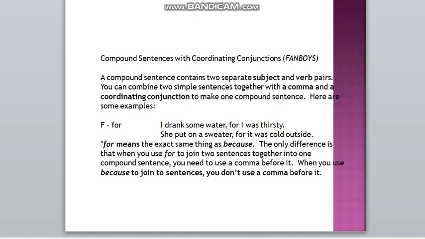She put on a sweater, comma, for it was cold outside. For means the exact same thing as because, children. The only difference is that when you use for to join two sentences together into one compound sentence, you need to use a comma before it. When you use because to join two sentences, you don't use a comma before it.